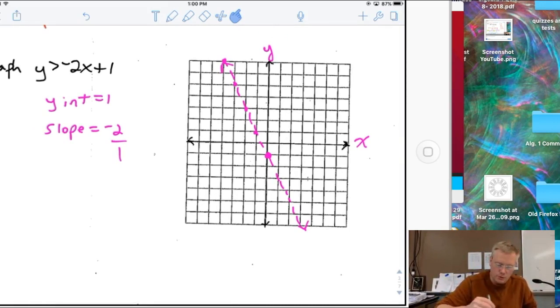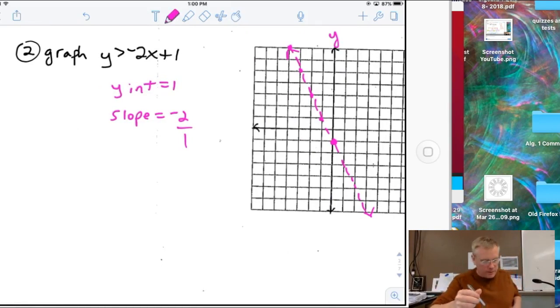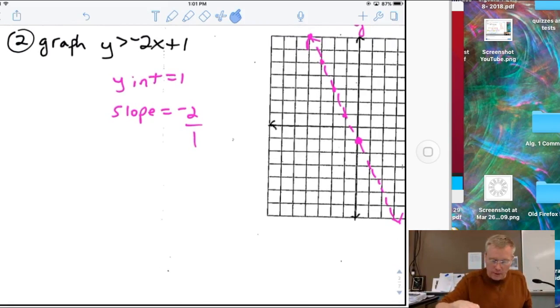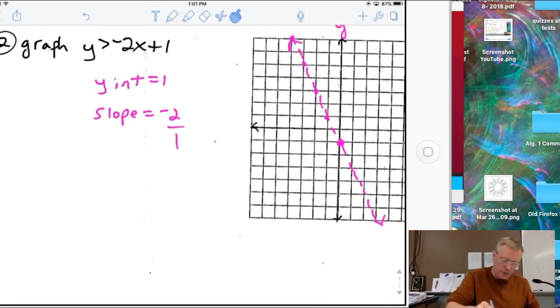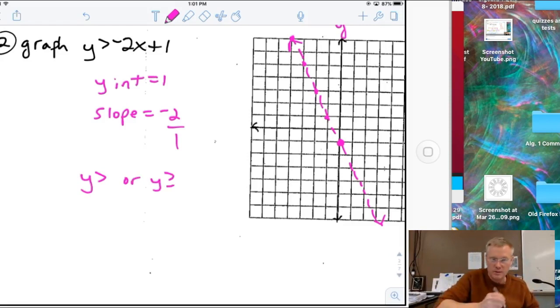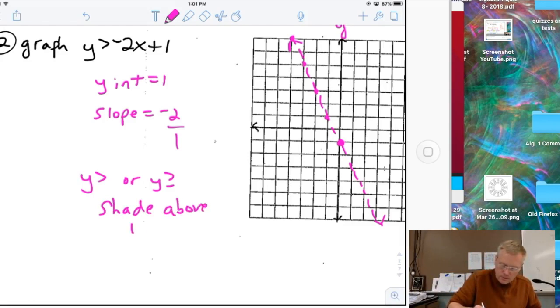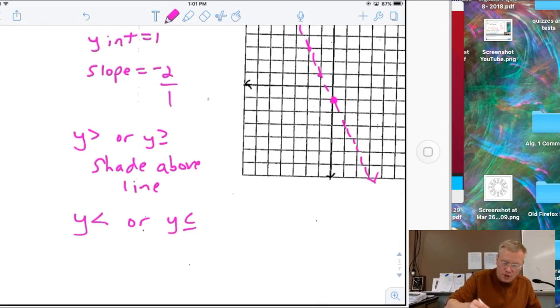Now I'm going to show you a trick that I learned when I was young and in high school. I had a high school math teacher named Mrs. Brock, and I graphed about 50 of these, as I remember, and finally I went to her and I said, Mrs. Brock, every time I've got something like this where y is greater than or y is greater than or equal to, and there's nothing else on that same side of the inequality with a y, I'm shading above the line. And every time I've got y is less than or y is less than or equal to, I'm shading below the line.